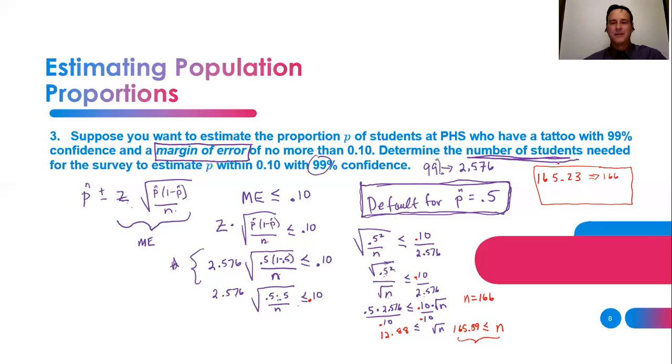So that's a little arrow. So always round up, because again, we're talking about people. We don't want 1/3 of a person or 1/8 of a person or 0.23 of a person. You always round up no matter what when you're solving for n.